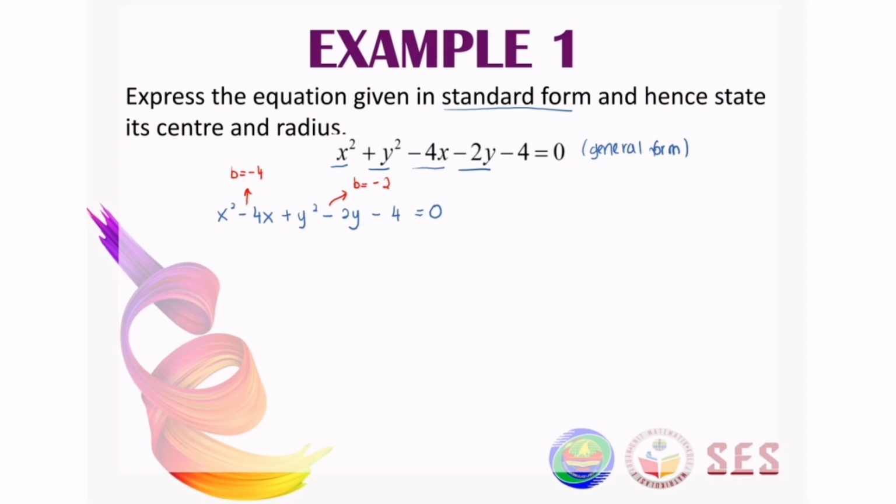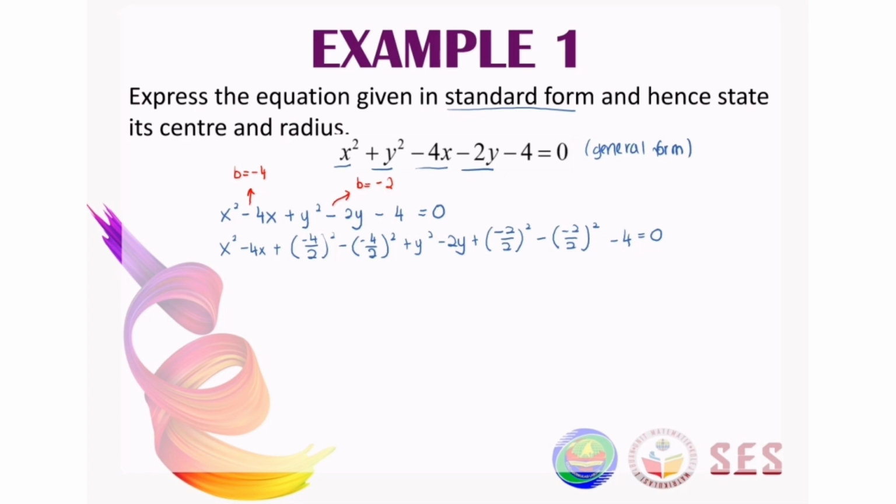Now we apply the completing the square method for x first, in which we have x squared minus 4x, plus b over 2 squared, which is minus 4 over 2 squared, minus again the same thing. Then we proceed with y, plus b over 2 squared, so minus 2 over 2 squared, minus the same thing, and minus 4 at the end.